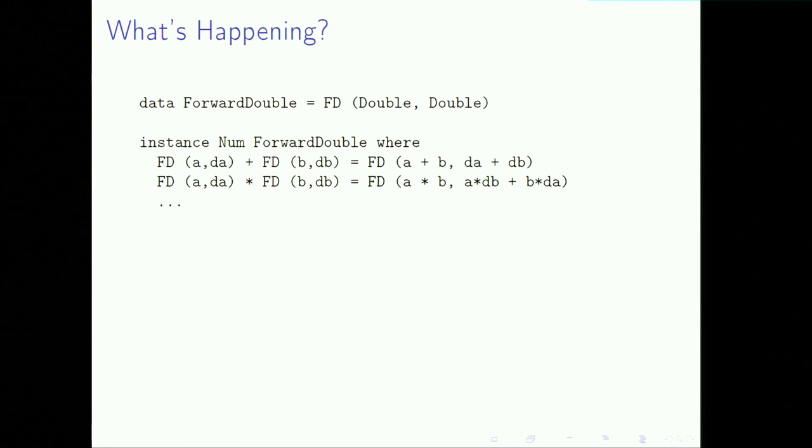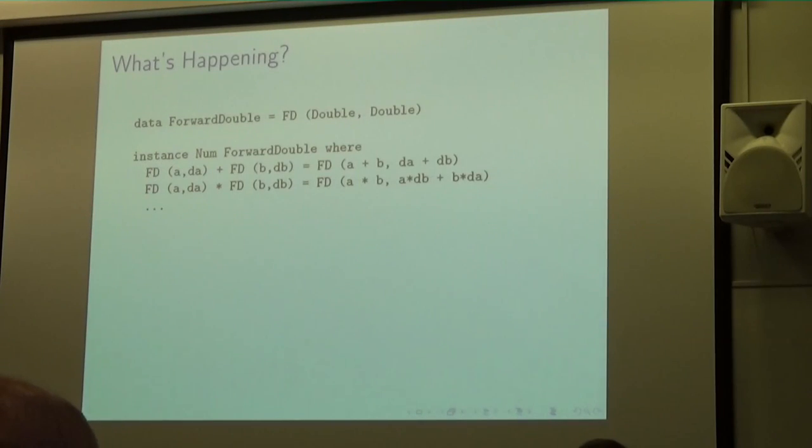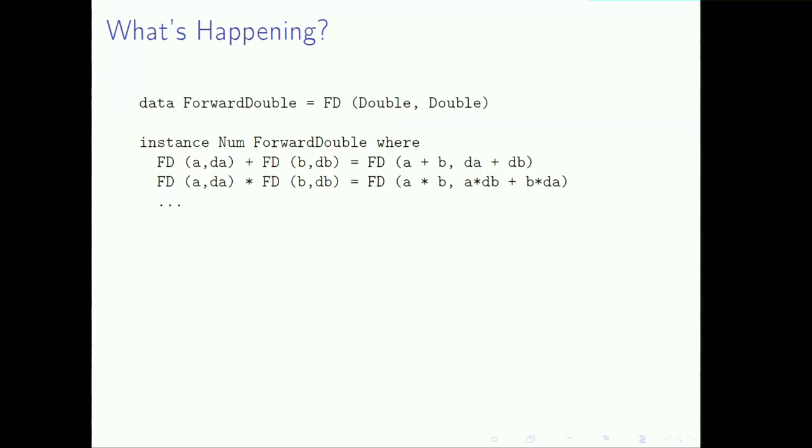So AD comes with a type called forward double, which is the pairing of two double precision numbers. The first one of these is just going to be the output of the function at any point. But the second carries the derivative of the function at the same time. And the interesting stuff happens when we provide the implementations of what addition and multiplication means for these numbers.